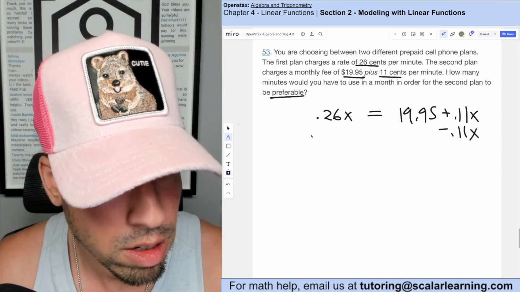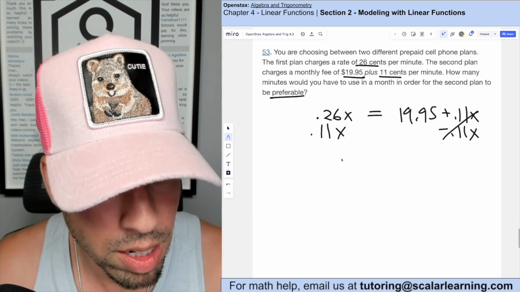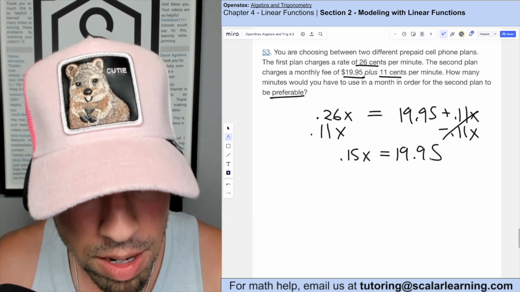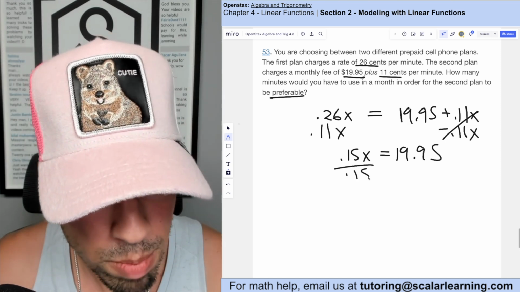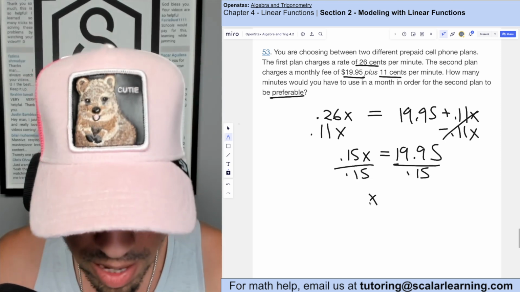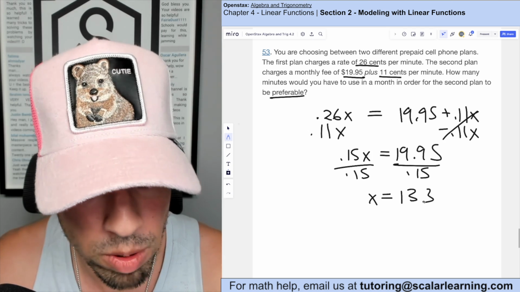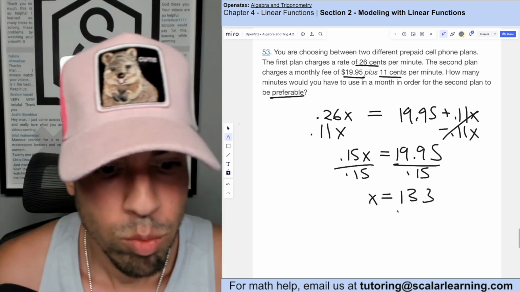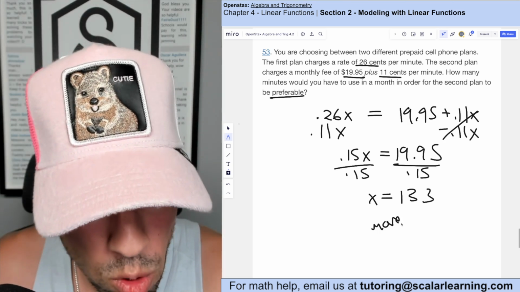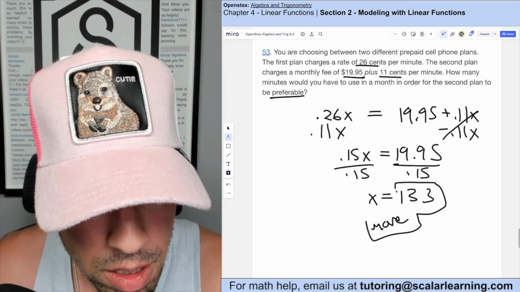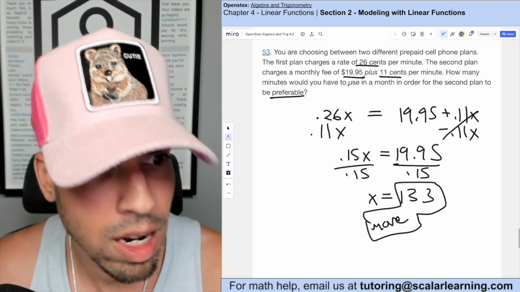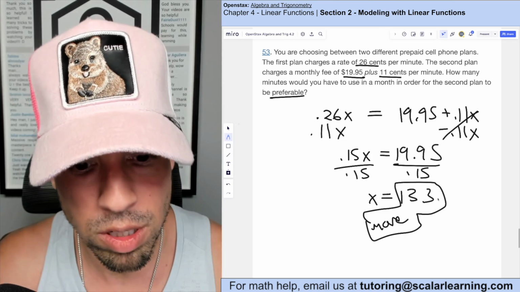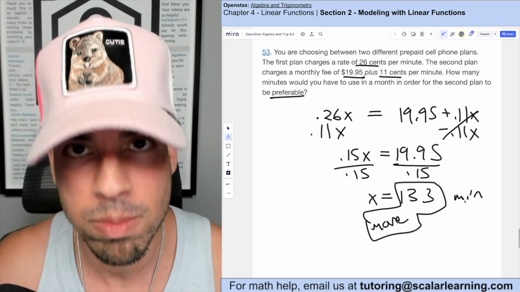So I'm going to subtract 0.11x from both sides. I get 0.15x equals 19.95. And then when we divide both sides by 0.15, we get x equals 133 minutes. So at 133 minutes, they're exactly the same, which means that if you use more than 133 minutes, then the second option with the 19.95 plus 11 cents is going to be preferable. So more than 133 minutes, boom, done.